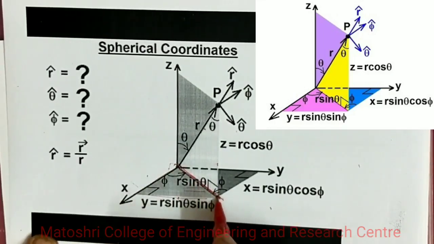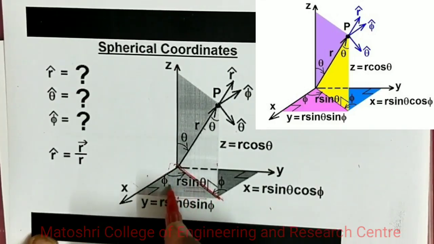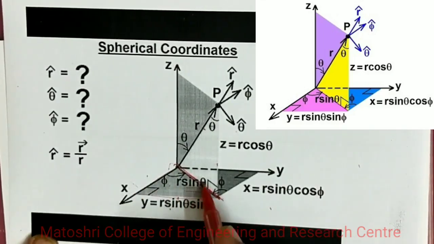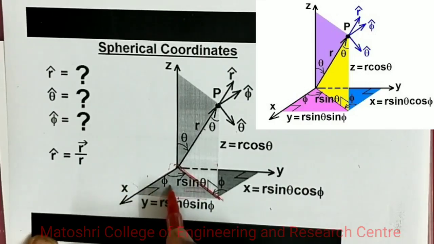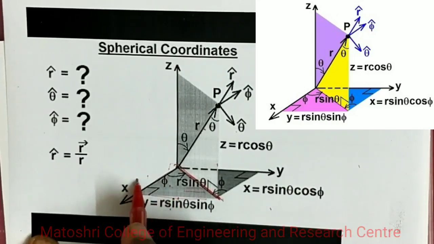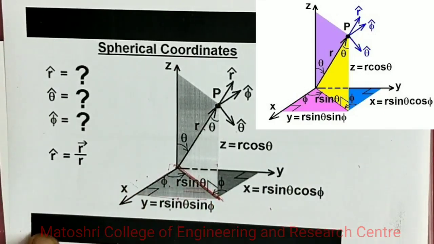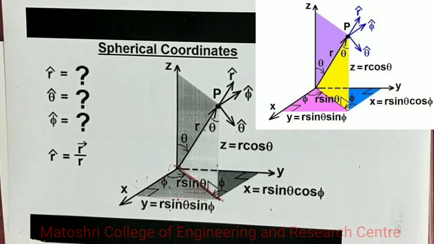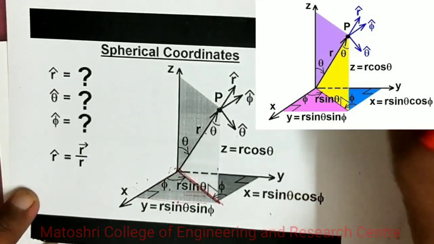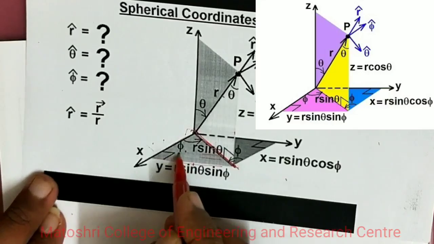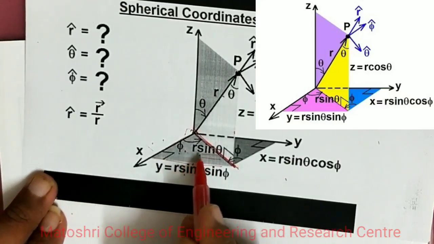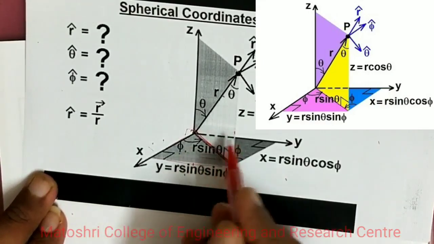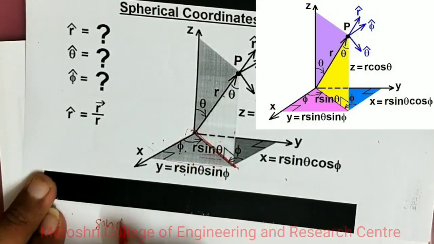Once the hypotenuse is r sin theta, what is your sin phi? Front side by hypotenuse. Cos phi is side length by hypotenuse, and by using this we are getting r sin theta. Once it is r sin theta, what is sin phi? Sin phi is y divided by r sin theta.